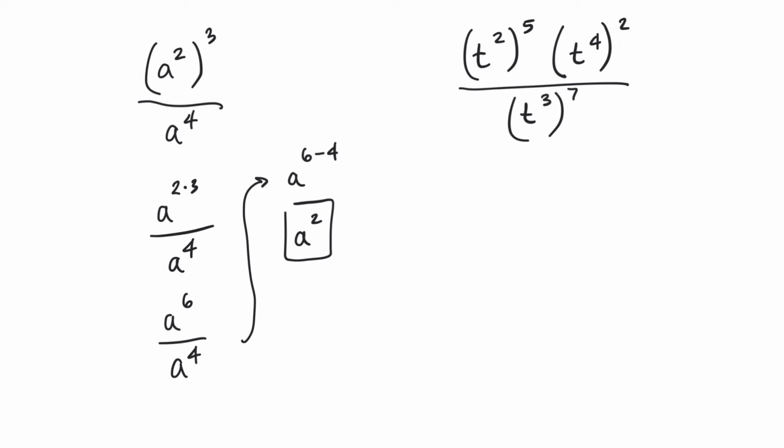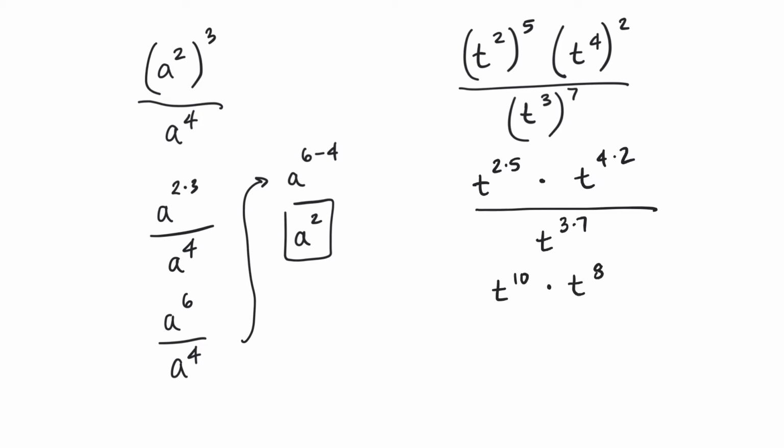Next one has a lot going on, but you just take it one little piece at a time, using one property at a time. I've got a power to a power here, a power to a power here, and another power to a power here. So I'll start with the first: that'll be t to the 2 times 5, and then t to the 4 times 2, and on the bottom, the denominator, t to the 3 times 7. So this simplifies to t to the 10th times t to the 8th over t to the 21st.